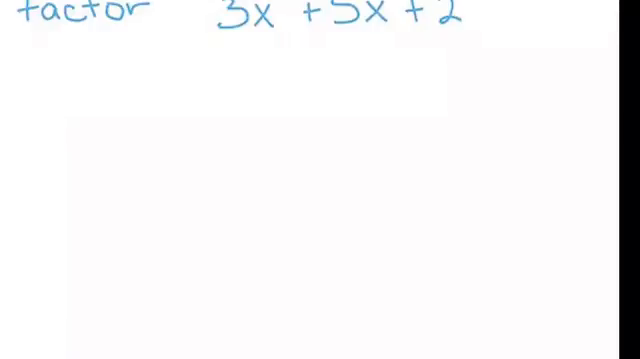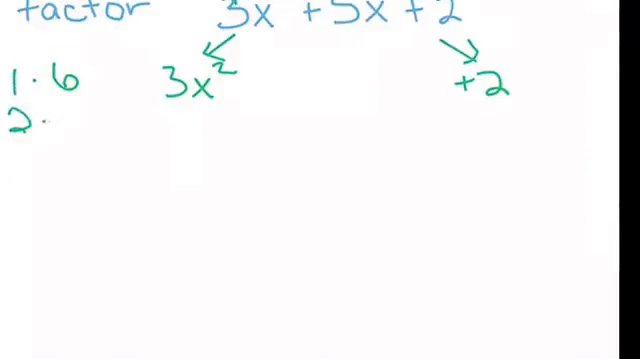All right, we are going to bring down our first and last. We're going to multiply the first and last, and it gives me a 6. I'm going to find my factors of that: 1 and 6, 2 and 3. I'm going to identify my signs. This tells me that my signs are going to be the same, and they're both going to be positive.